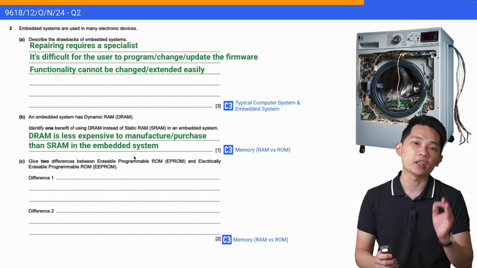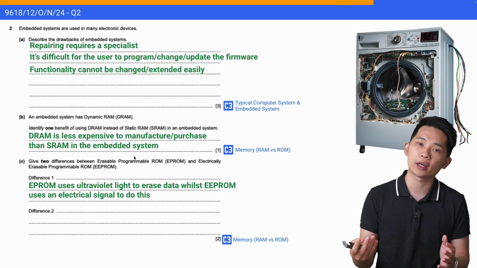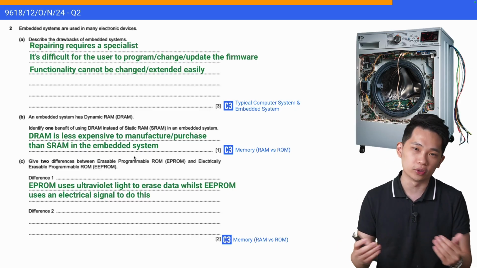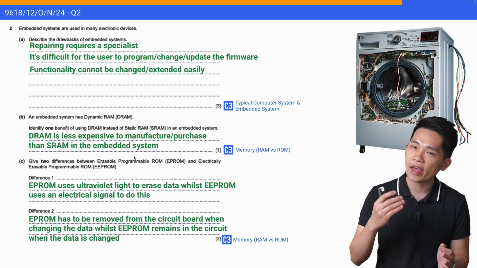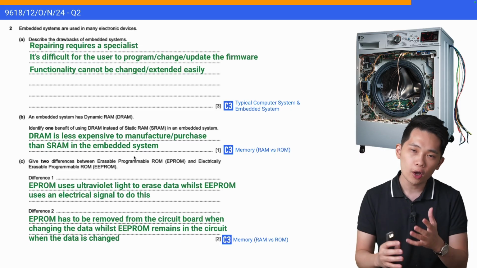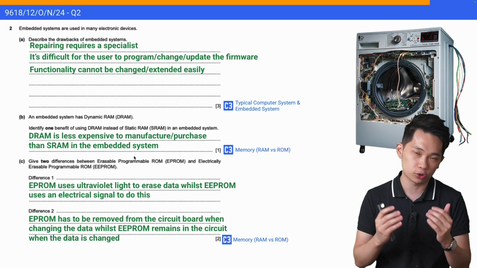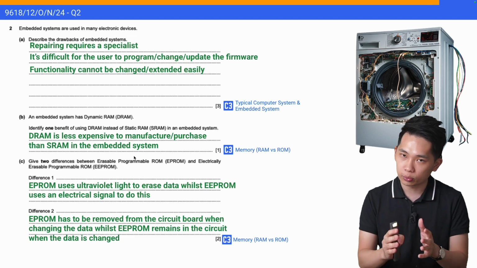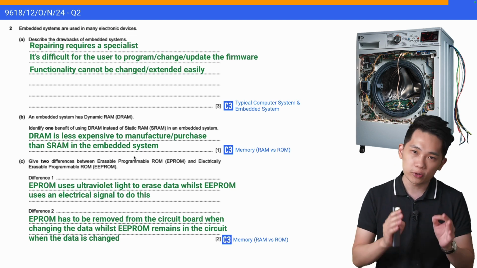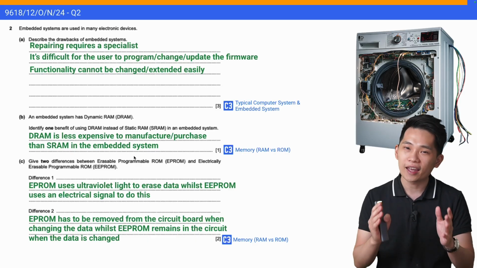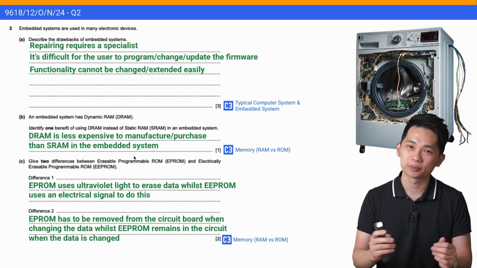We can write EPROM uses ultraviolet light to erase data, while EEPROM uses an electrical signal to do this. Next, EPROM has to be removed from the circuit board when changing the data, while EEPROM remains in the circuit when the data is changed. This is the major difference between EPROM and EEPROM. Make sure you remember this. One has to be removed to change data and the other one is not required to do so.